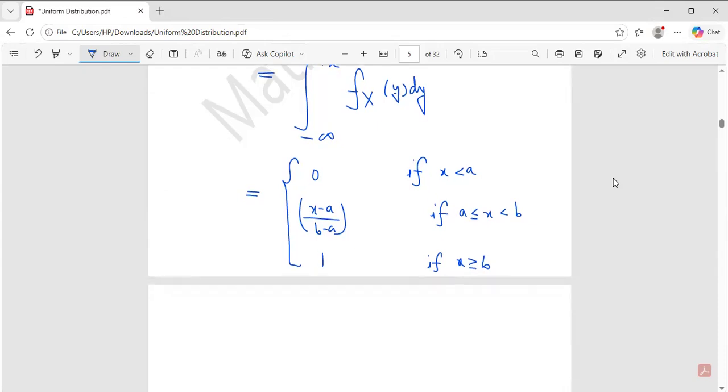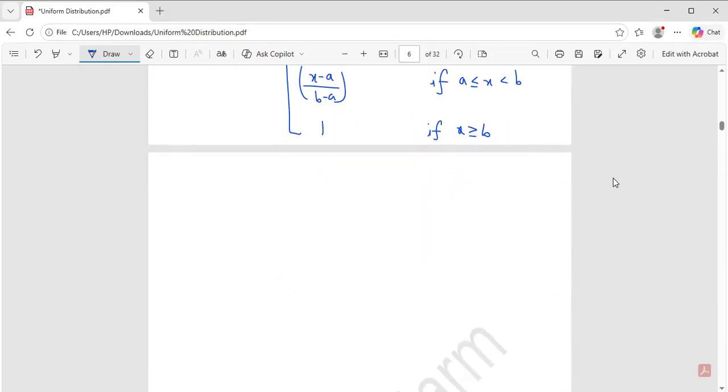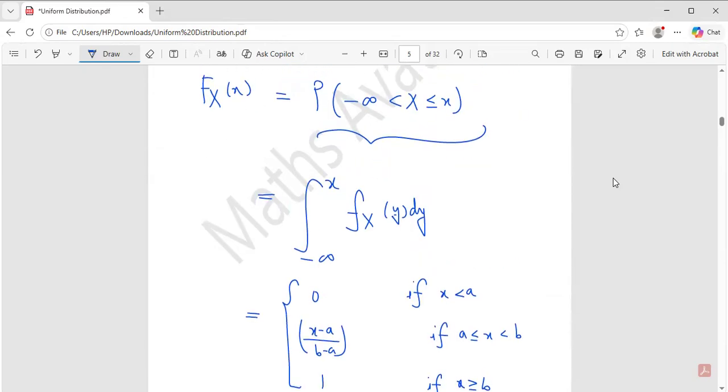So this is the uniform distribution. Okay. So today we lecture up to this.